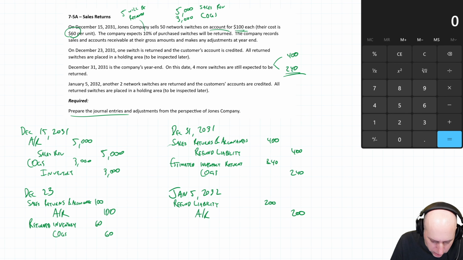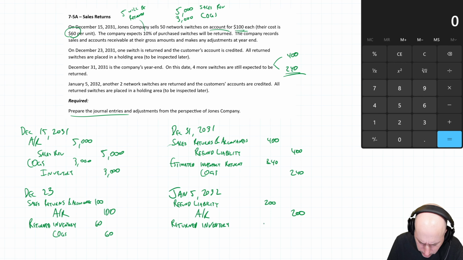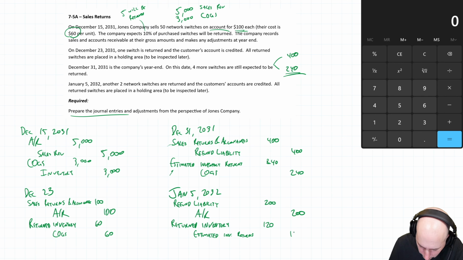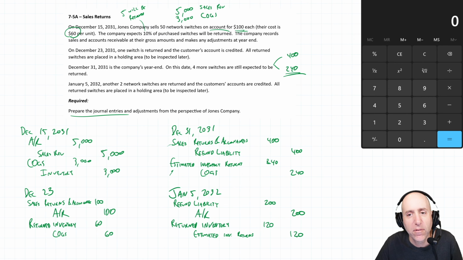We have to do something similar here with our estimated inventory returns. We're going to debit returned inventory for 2 units, the cost is $60 a unit, $120 of returned inventory, and we credit estimated inventory returns because it's no longer estimated, right? It's come back. So there we have it. We've prepared all of the journal entries for 7.5a.